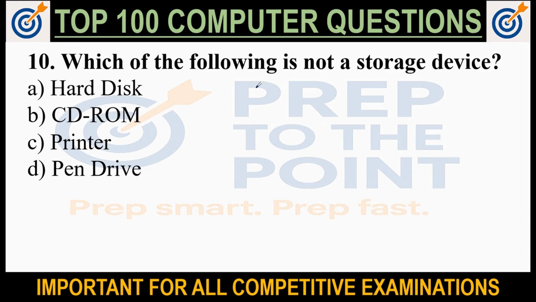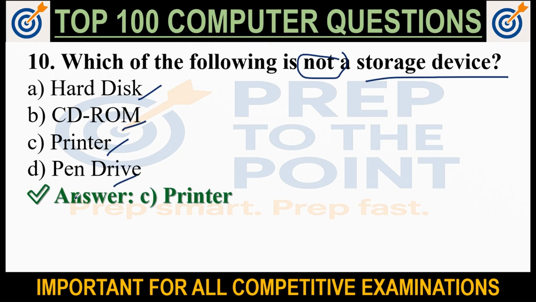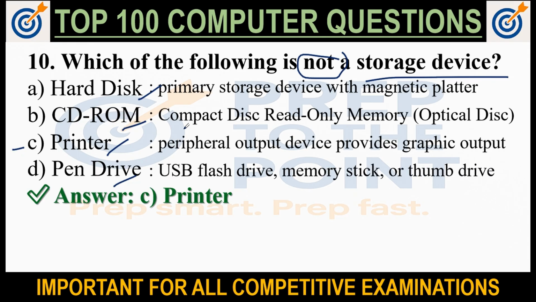Which of the following is not a storage device? Hard disk, CD-ROM, printer or pen drive? The answer is printer. We all know that a printer is an output device, and hard disk, CD-ROM and pen drive are storage devices. Hard disk is a primary storage device with magnetic platters. CD-ROM is compact disk read-only memory, which is an optical disk, and pen drive is also known as USB flash drive, memory stick or thumb drive. But printer is a peripheral output device which provides graphic output.